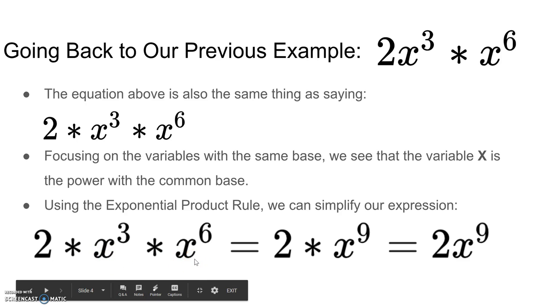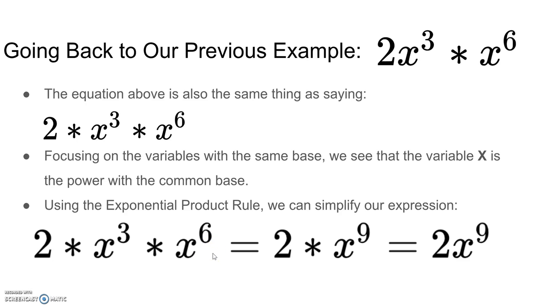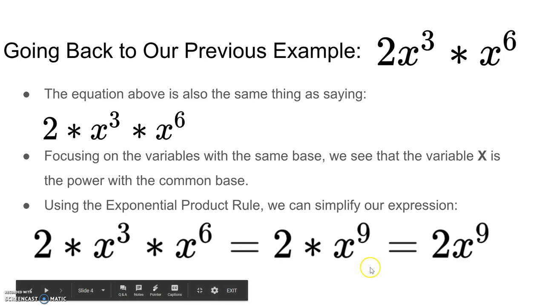So by doing this, we can multiply these two by adding each of their exponents. x to the third times x to the sixth is the same thing as x to the 3 plus 6, which is equal to x to the 9th. We also have this 2. However, it doesn't have the same base as the x, so of course we wouldn't add or subtract it with the exponent. It just stays there and multiplies with the x to the 9th, giving us 2x to the 9th.